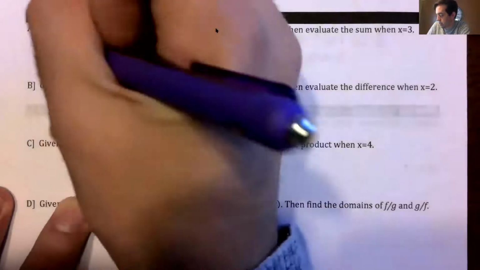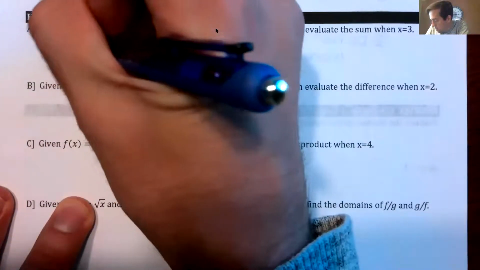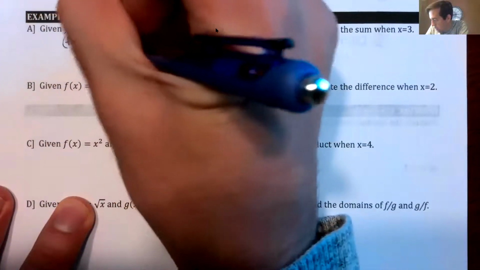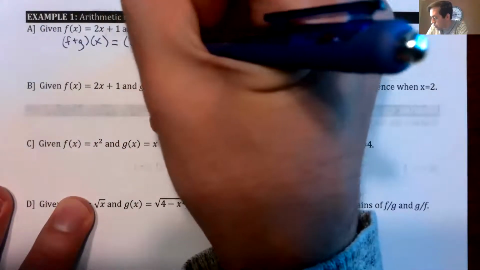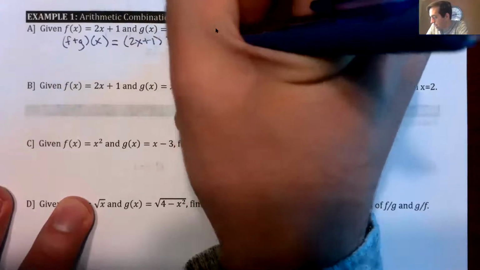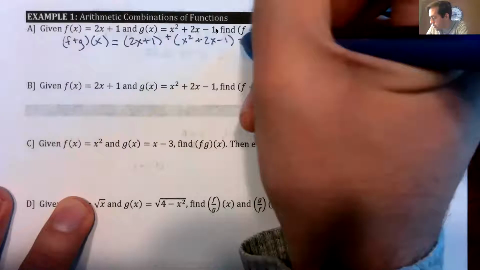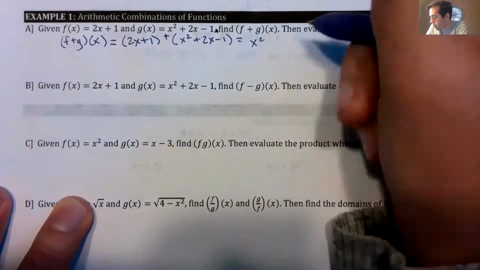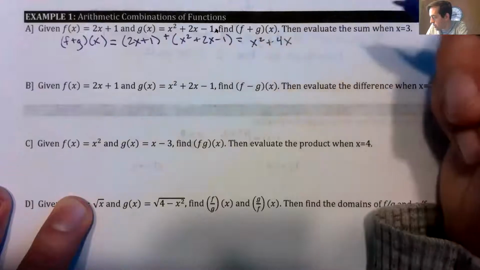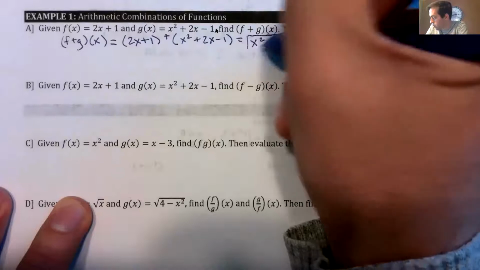So let's write this down. f plus g of x. That means we're going to take 2x plus 1 and add x squared plus 2x minus 1. So this isn't too bad. We just combine like terms. We have 1 x squared term. We have plus 4x, and plus 1 minus 1 cancels out. So that's the first answer to the question.